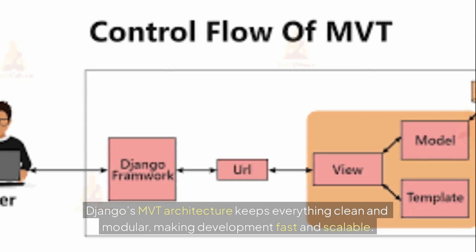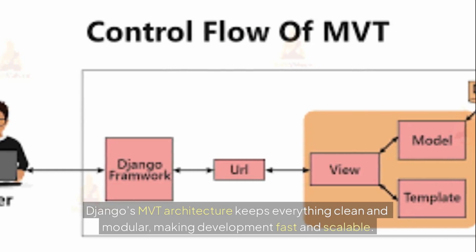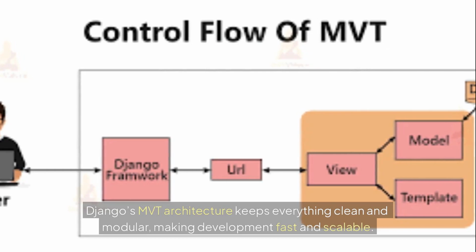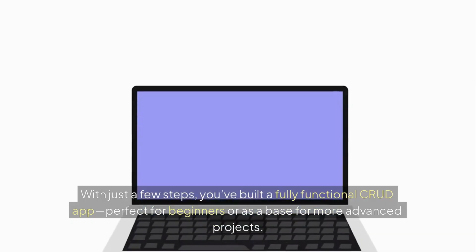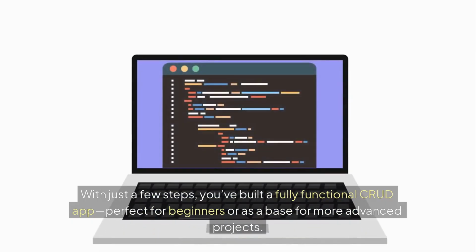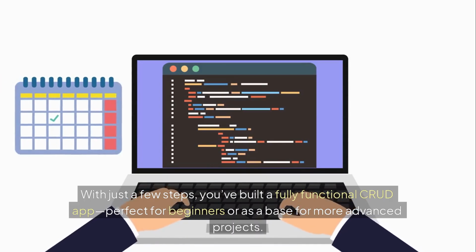Django's MVT architecture keeps everything clean and modular, making development fast and scalable. With just a few steps, you've built a fully functional CRUD app, perfect for beginners or as a base for more advanced projects.